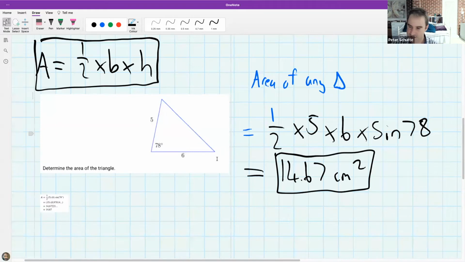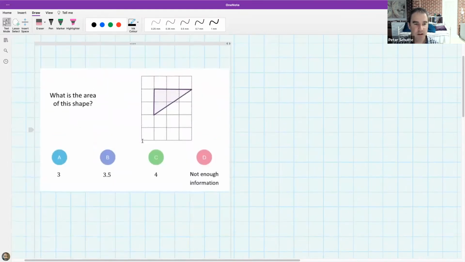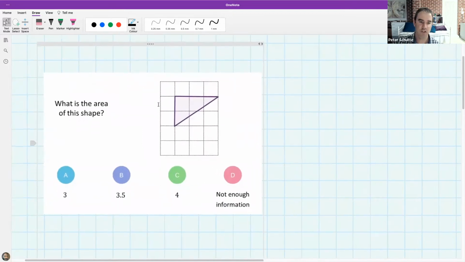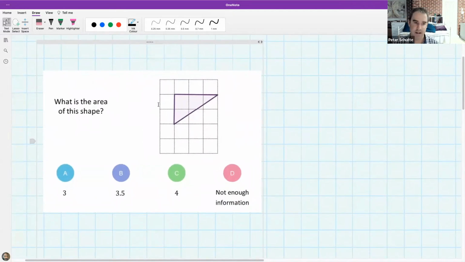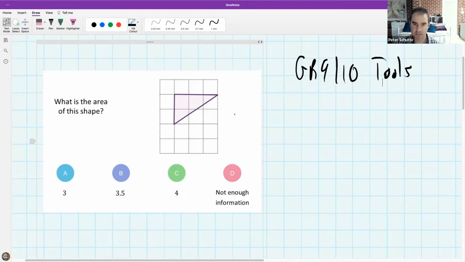Okay, fantastic. So if I'm telling you the truth, and I hope that I am, let's just try it out on a simple question. So pretend that you didn't know about the rule that I just told you, and you had to use grade 9 and grade 10 tools. Could you answer this multiple choice question for me? I'm giving you a triangle. Each block is 1 unit. Can you tell me what the area of this triangle is?